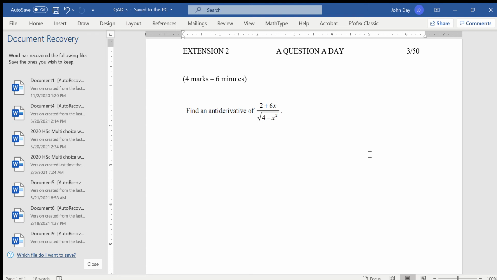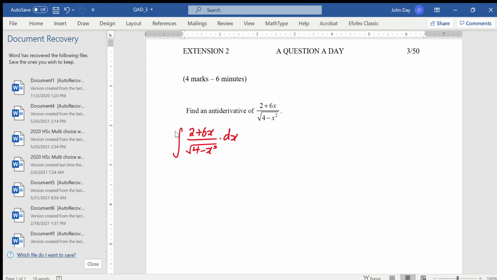All right, so basically they're wanting us to integrate that question. They're wanting us to find the integral of 2 plus 6x on root 4 minus x squared. That's basically what they're saying.